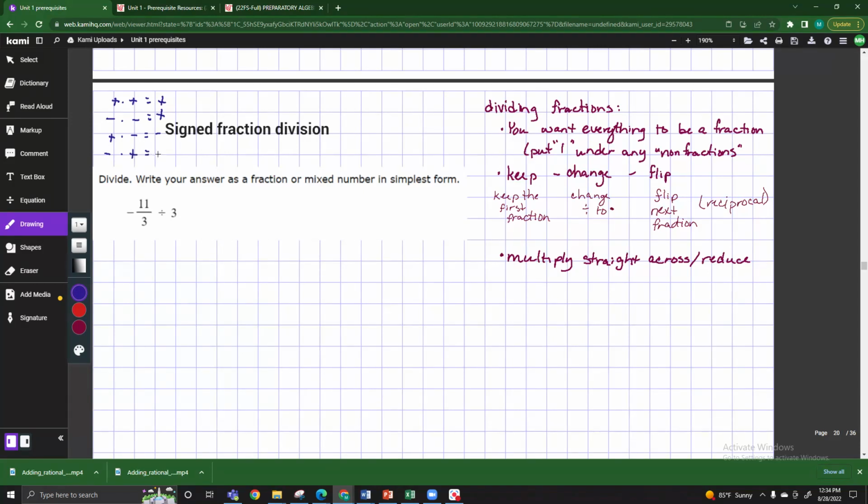And so just remember that. Multiplication and division work the same way. So if they're the same sign, we're going to have positive, different signs, going to be negative.